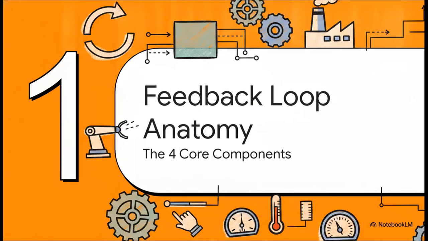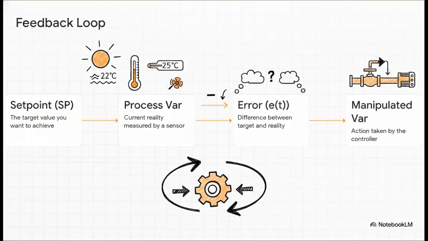All right, kicking things off with section 1, anatomy of a feedback loop, the 4 core components. Before we can really master the math, we've got to establish the basic vocabulary of automated control. To understand PID, you absolutely have to understand a closed-loop feedback system. Look at these 4 basic components. First up, the set point, or SP. This is your target goal. It's where you want to be.